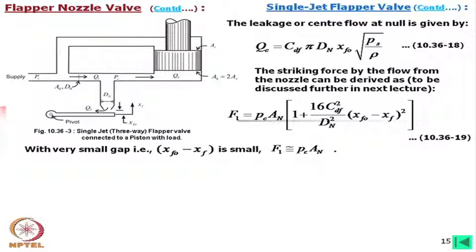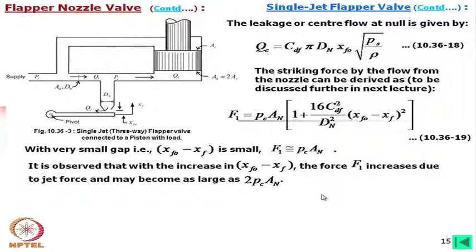With a very small gap, if we make this gap very small, that is, in the null position, or even in operation, while we are moving this XF in this direction and this gap is being reduced, then for a very small gap, F1 is equal to PC into AN. What is AN? AN is simply this area, not the cutting area. It is observed that with the increase in XF0 minus XF, that is, that gap, the force F1 increases due to the jet force and may become as large as twice PC into AN.